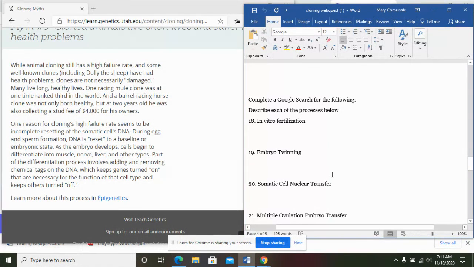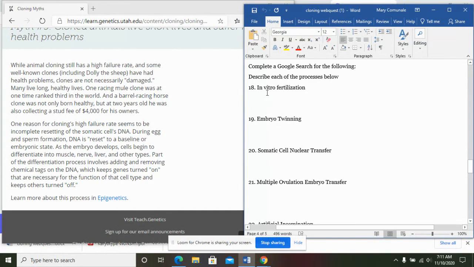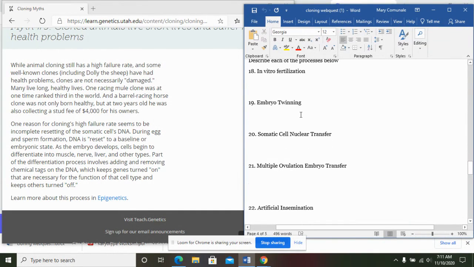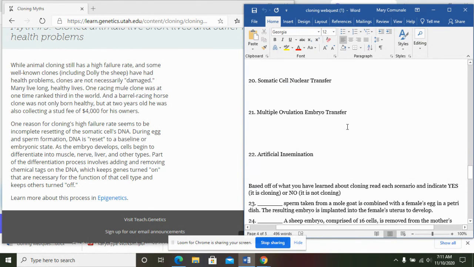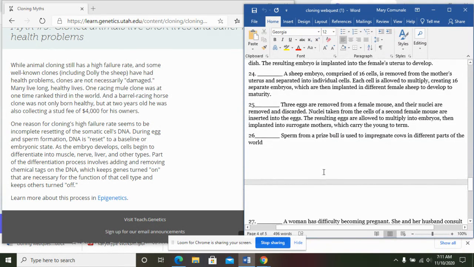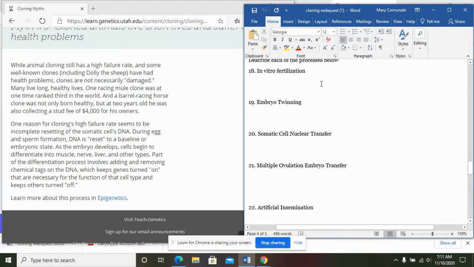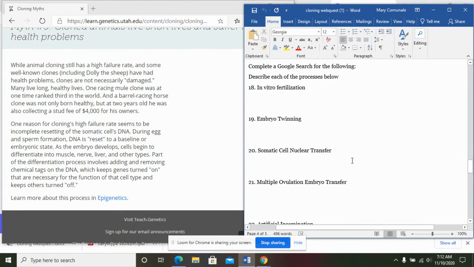Unfortunately, the WebQuest doesn't end there, so you're going to be completing a Google search for the following. So you're not finding the answers to that on this website over here. You're just going to type into Google in vitro fertilization and describe the process. Embryo twinning, SCNT, multiple ovarian embryo transfer, and artificial insemination. Then, based off of what you've read about cloning, you're going to tell me if each one of these scenarios is cloning or if it is not cloning. And you should be able to answer that based off of your answers to these questions here.